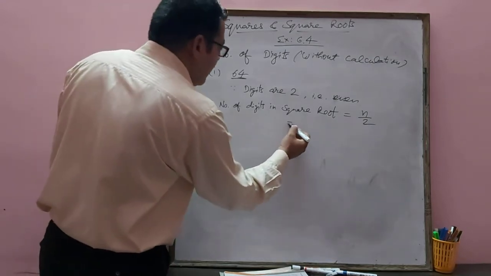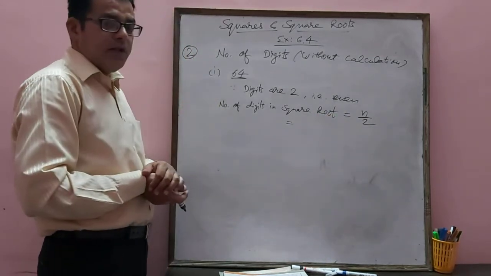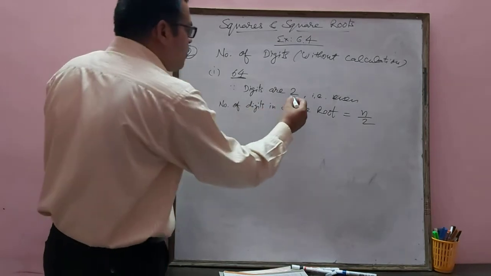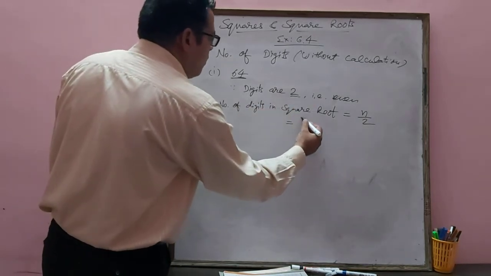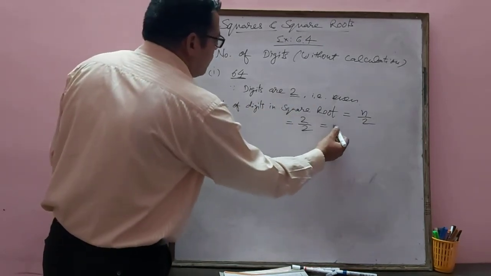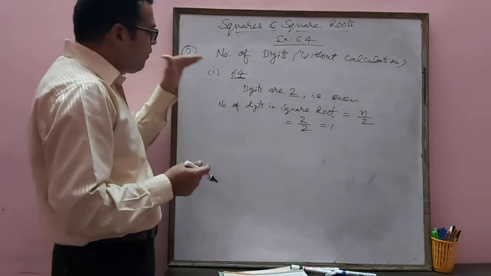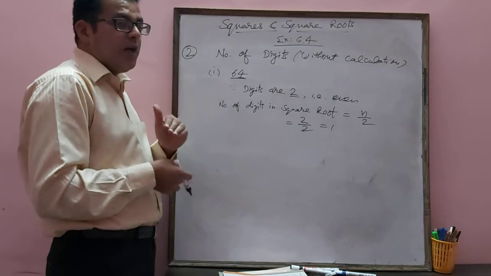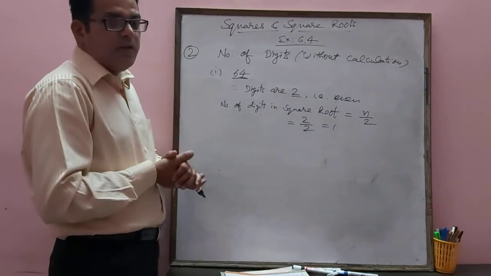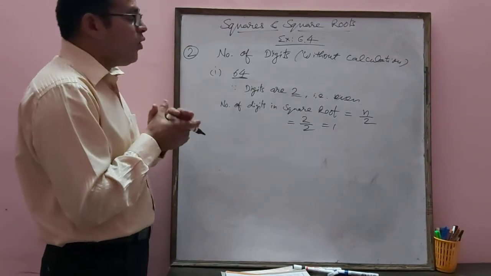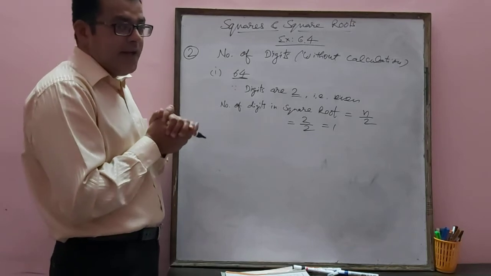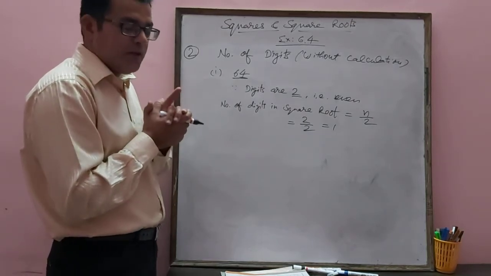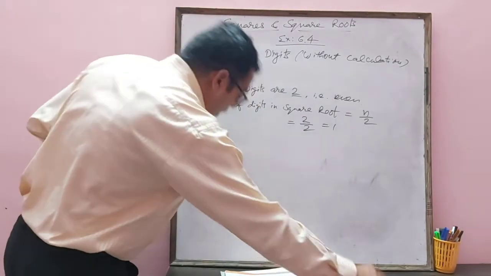What is n here? n is the number of digits. How many digits do we have? 2. So the value of n is 2, and 2 by 2 is 1. It means if we find the square root of 64, the answer will be a single digit. And we know that the square root of 64 is 8, a single digit number. Hope you understand.